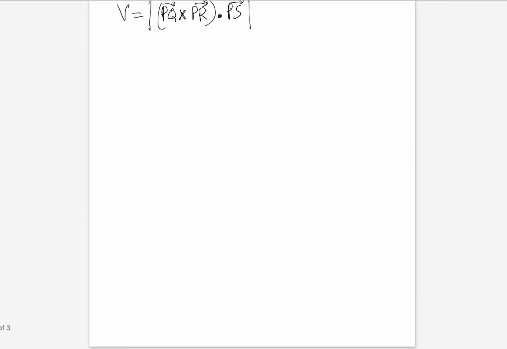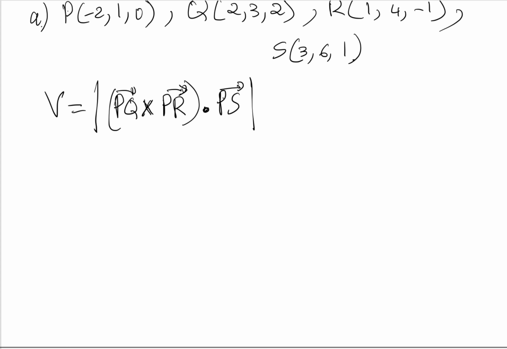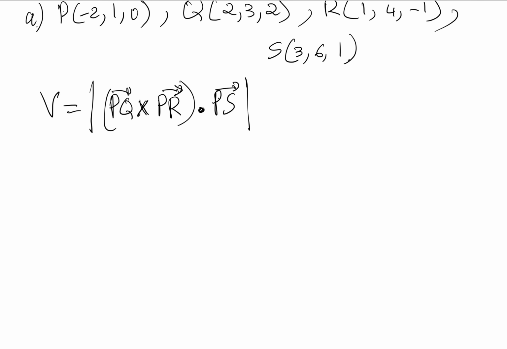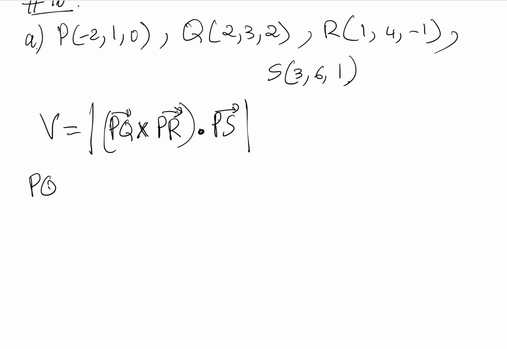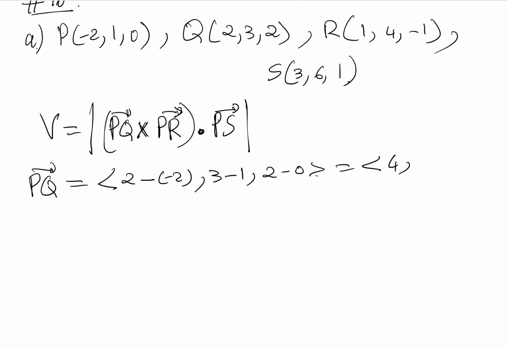So, and you take the norm. So you have this one. Okay. Now, first we have to find the PQ first. The PQ vector is 2 minus (negative 2), 3 minus 1, 2 minus 0, which is 4, 2, and 2.